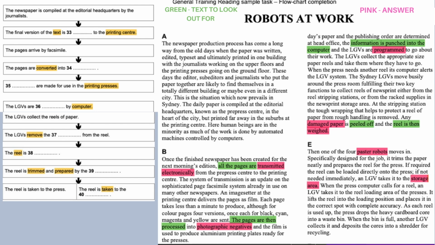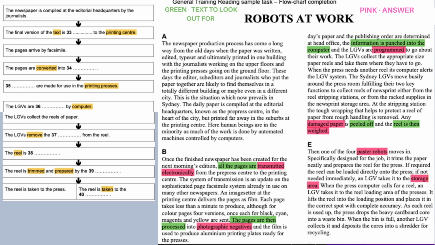And the answer to number 37 could be found in the last few lines in paragraph D, which discuss rough handling. Then it talks about damaged paper being removed from the wheel. So the answer to number 37 was damaged paper. And number 38, the last sentence in paragraph D discusses what happens to the reel. Number 38, the answer is weighed.